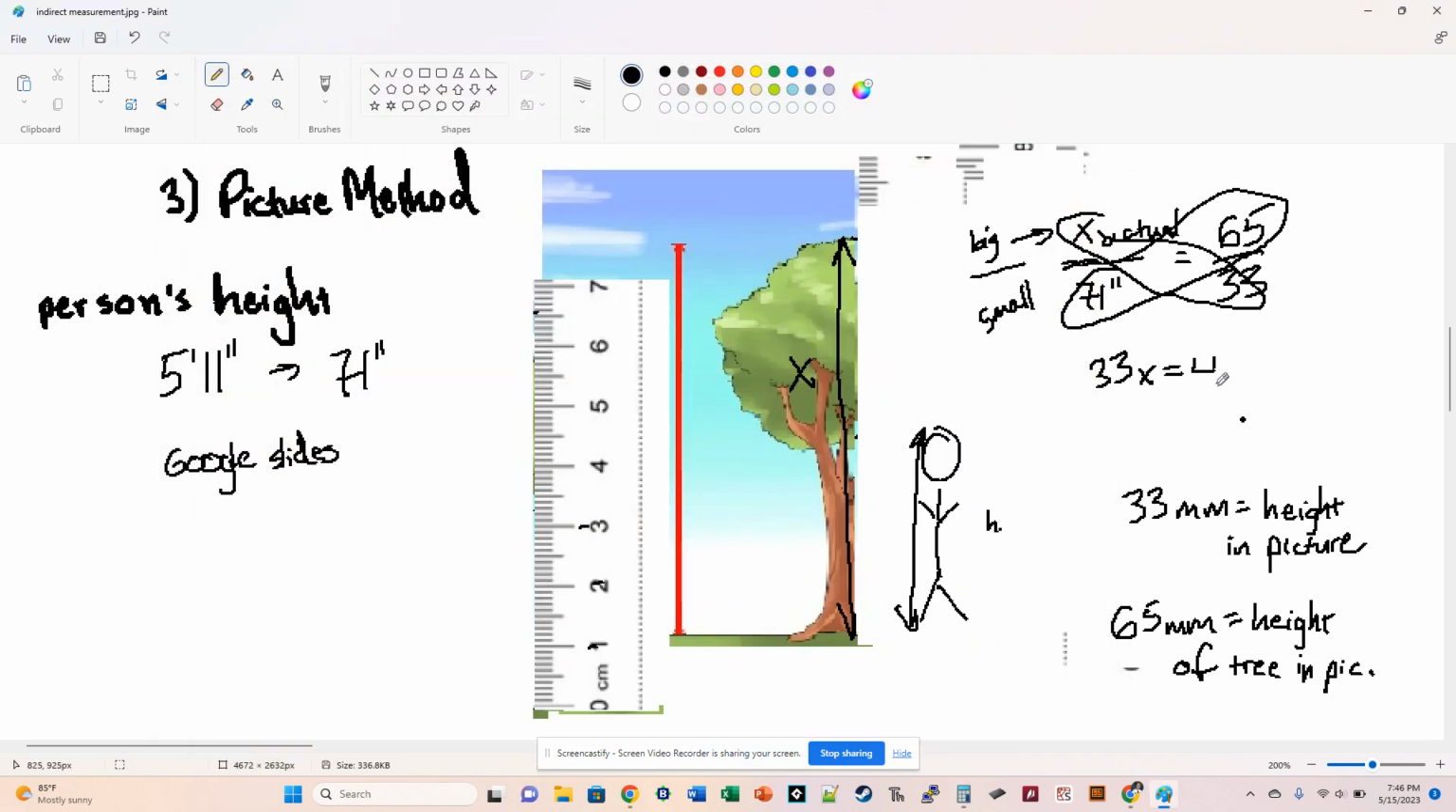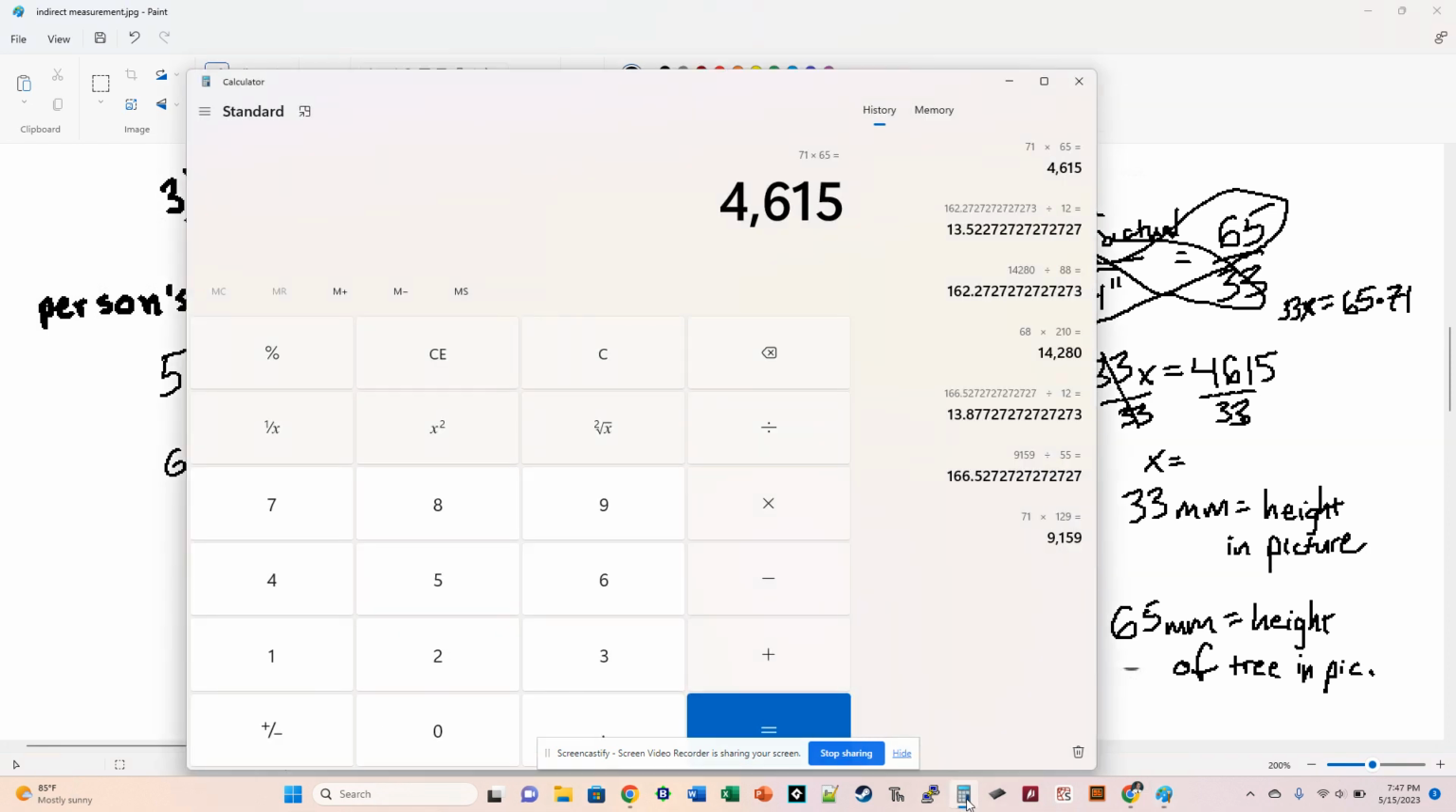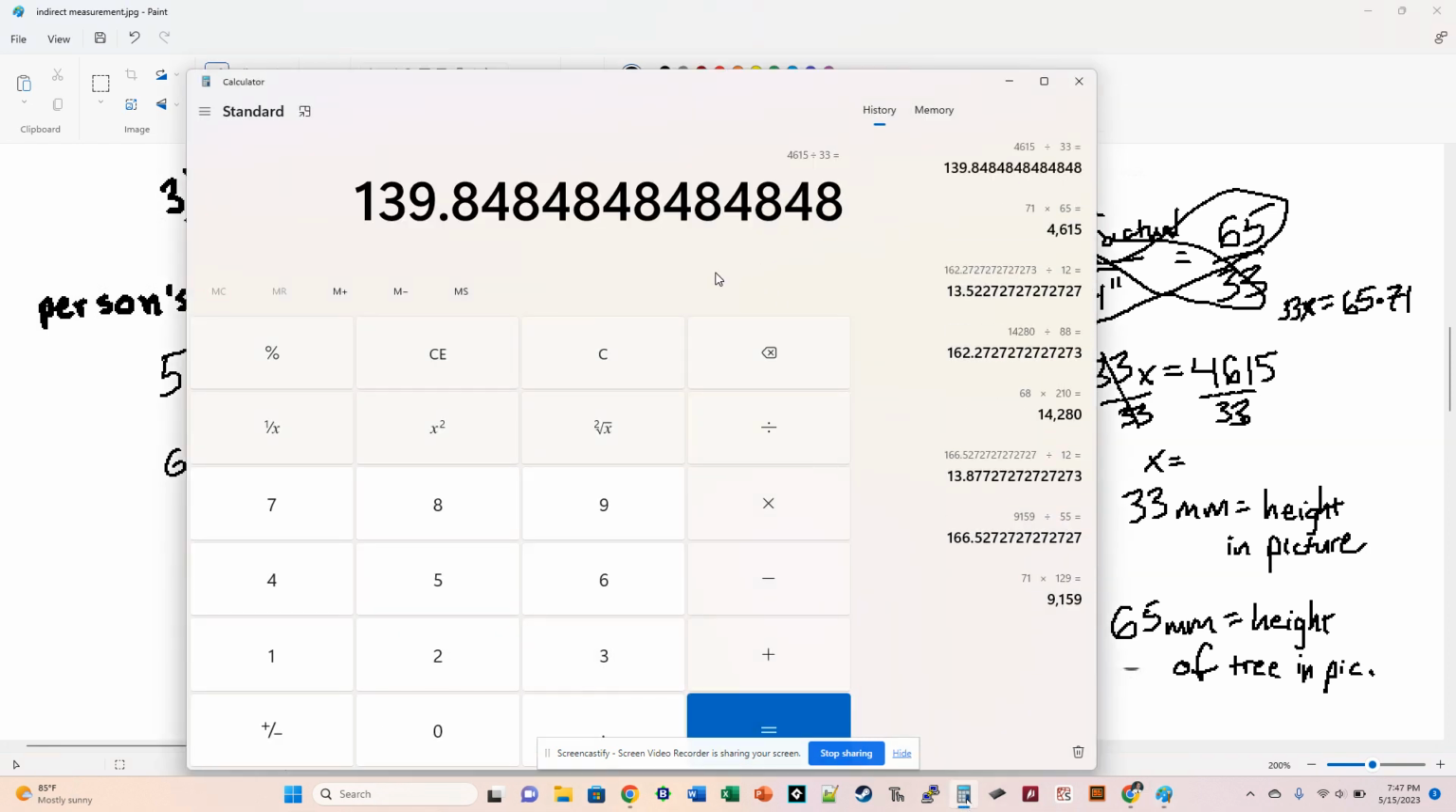1,615. Finally, divide by that 33, and we get... oh, I should have probably written that out: 33x was equal to 65 times 71. And there we are. That's how I got the 4,615. Then I divide by the 33 to cancel that out, and I get the actual height. In this case, I get 139.8 inches.